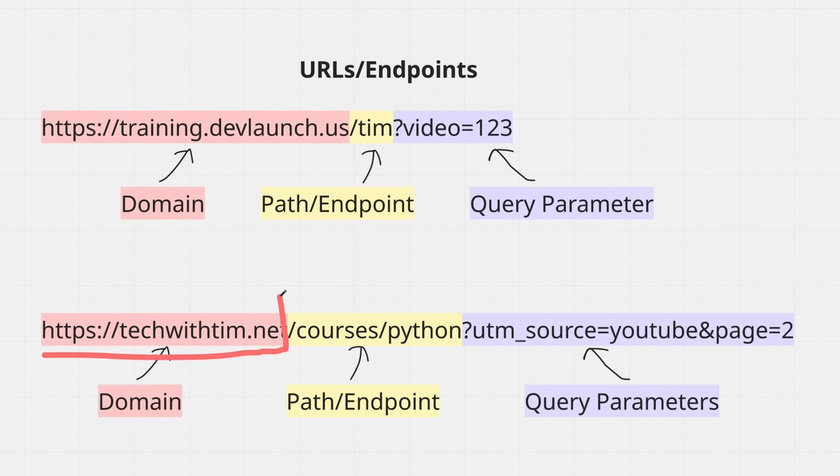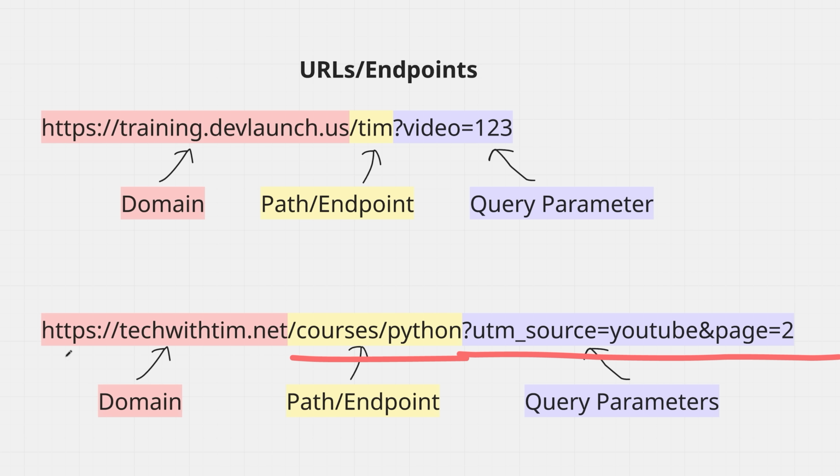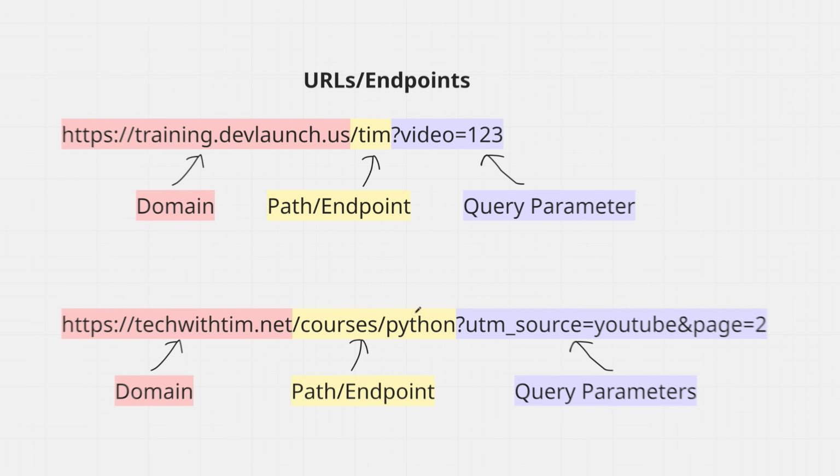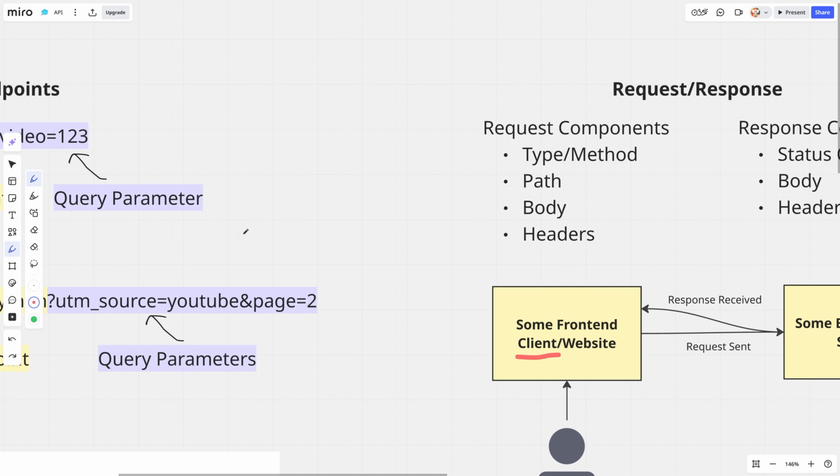Here's another example of a URL. You can see this is the domain, so techwithtim.net. We have a longer path this time, so slash courses slash Python. That's kind of the resource or the endpoint that we're trying to access from this domain. And then we have a few other query parameters where we're saying, okay, we want to go to page 2, for example, and we want the UTM source to be YouTube, which means maybe we came to this page from YouTube. Okay, so these are query parameters. This is our path or endpoint, and this is our domain. Just keep that in mind when we are kind of sending requests.